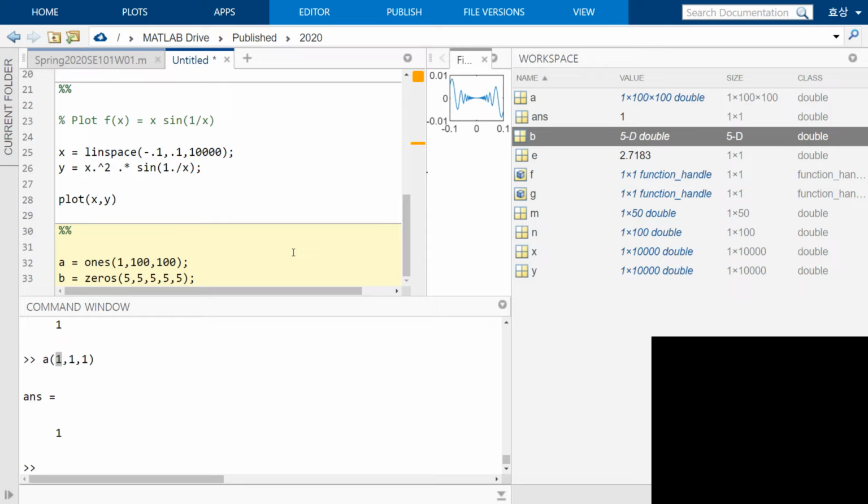Right. Index does not start from 0. If you're familiar with Python, in MATLAB it always starts from 1. That's very important. Sometimes it's very confusing, because when your index starts from 0, it's very convenient when you write a for iteration. But MATLAB always starts the index from 1.